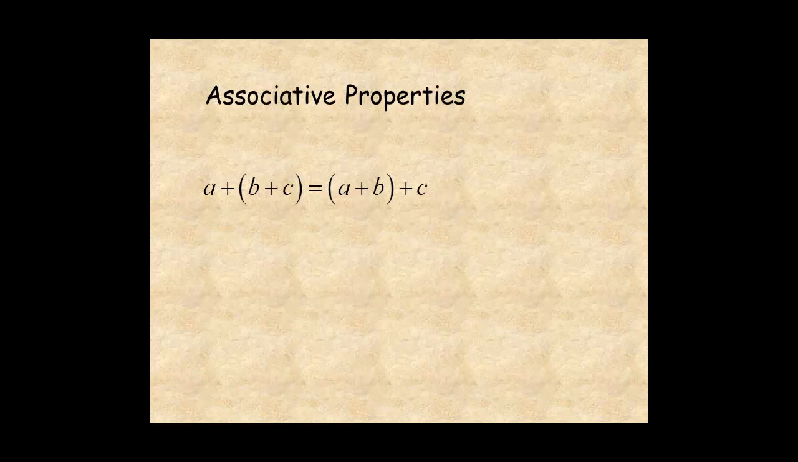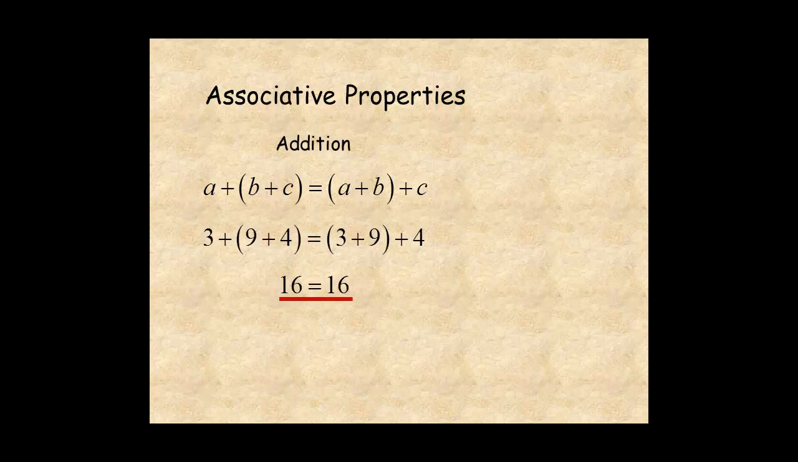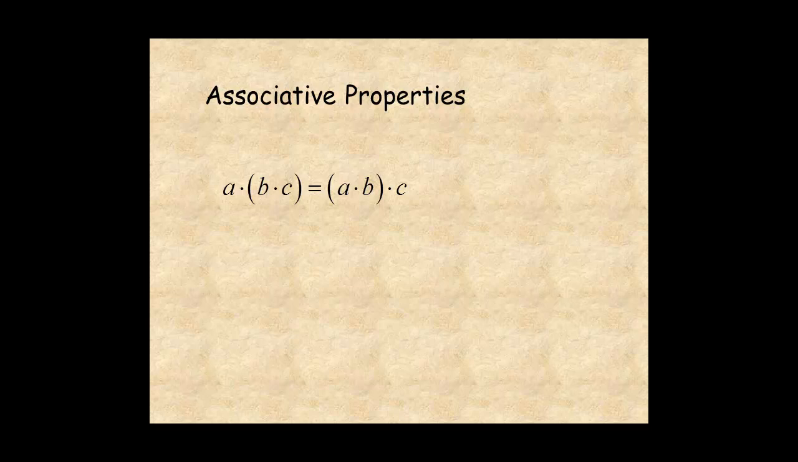The associative properties apply when you're adding or multiplying more than two numbers. The way in which you group them doesn't change their sum or product. As with the commutative property, there's one for addition and one for multiplication.